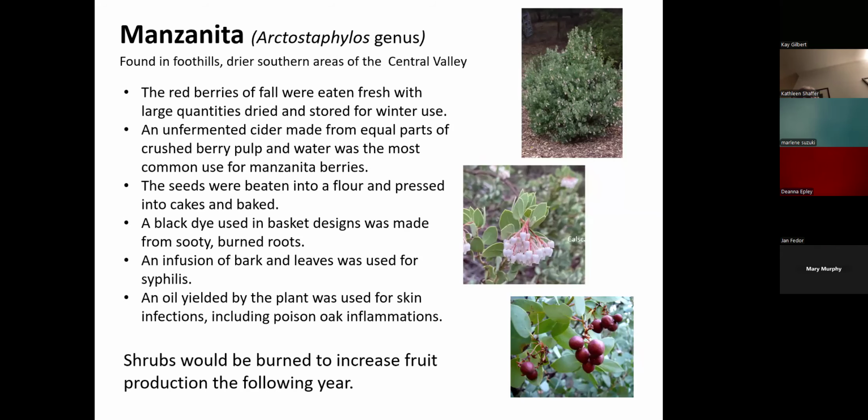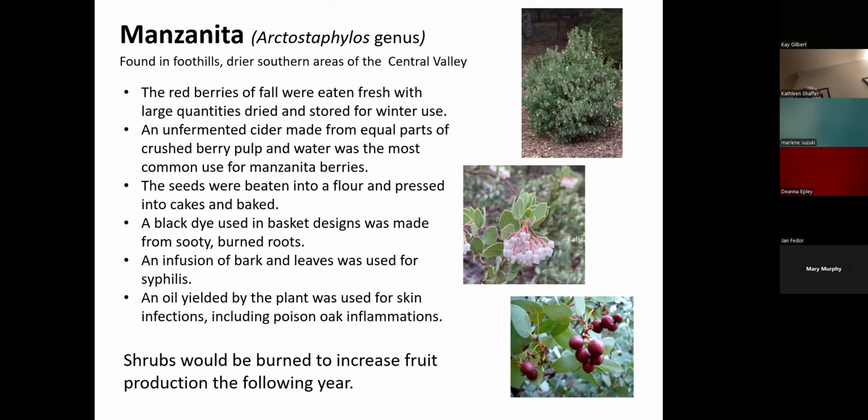Manzanita. Again, another bush that had multiple uses. Red berries were eaten in large quantities, were dried and stored for winter use, or they were eaten fresh. Unfermented cider was made from equal parts of crushed berry pulp and water, which was the most common use for the manzanita berries. You can see these lovely red berries. It's often known as the Christmas bush when the berries come out in late winter.